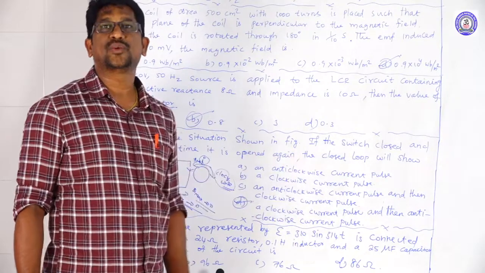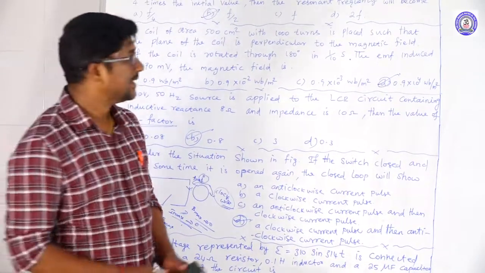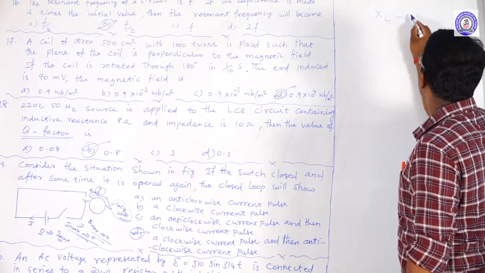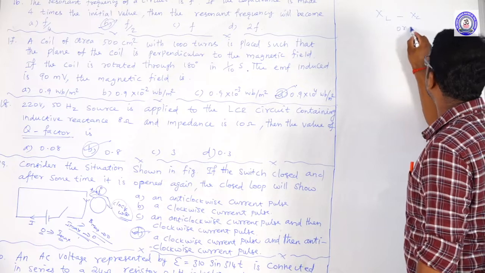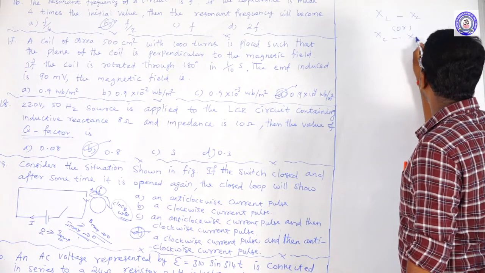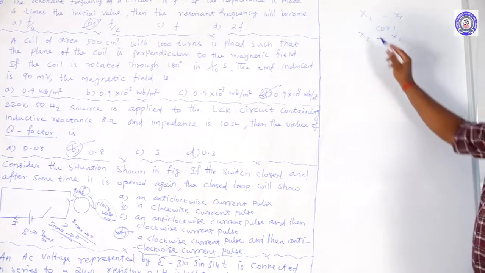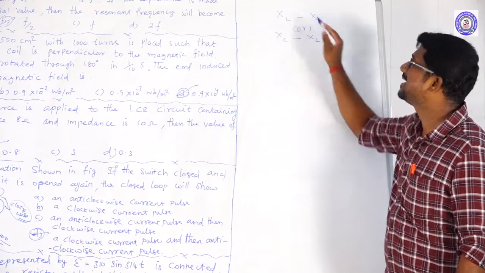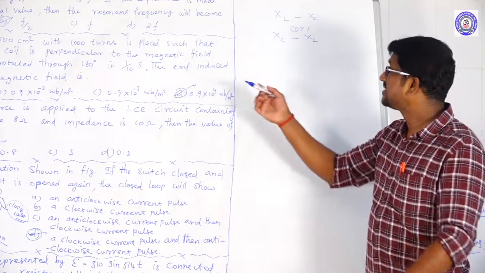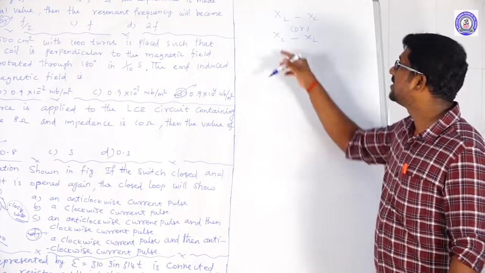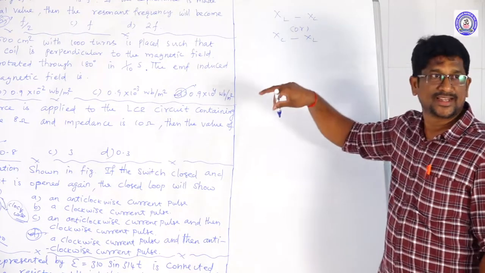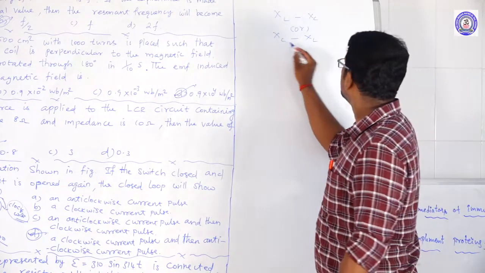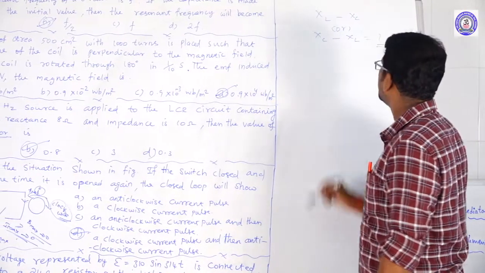The difference between inductive reactance and capacitive reactance is nothing but the reactance, or net reactance. So net reactance is XL minus XC or XC minus XL. If the inductor is predominant, the inductive reactance is greater than the capacitive reactance, so the net reactance is given by XL minus XC. Suppose in the LCR circuit the capacitor is predominant, then the capacitive reactance is more than the inductive reactance, and the net reactance becomes XC minus XL. Right? So we need to calculate the XL and XC values.